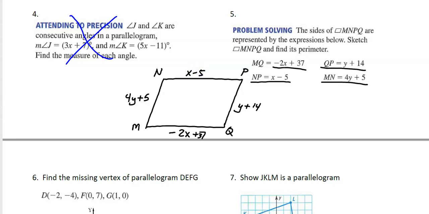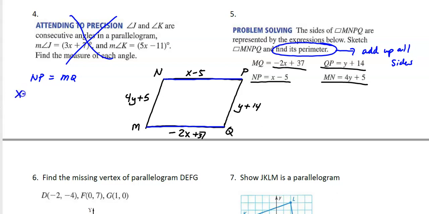Now, my ultimate goal is to find the perimeter. So remember, to find the perimeter, we need to add up all the sides. Well, I can't really do that yet because I don't know how long the sides are. So what I'm going to do is solve for x, plug it back in, and then do the same thing for y. So kind of what we did earlier, we're just building on that. I know that NP has to equal MQ because opposite sides of a parallelogram are equal.